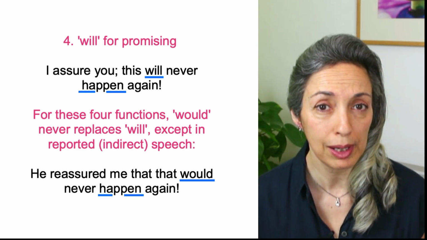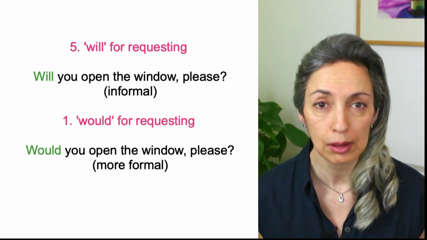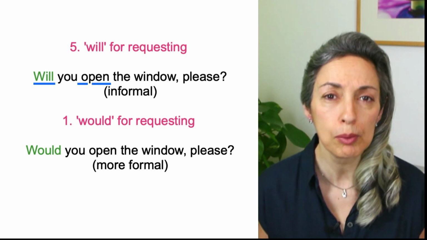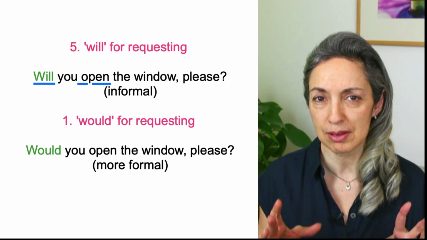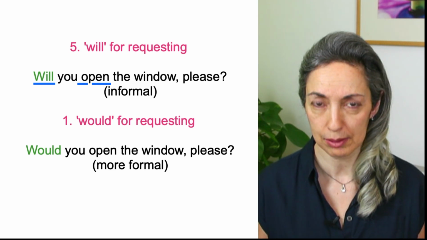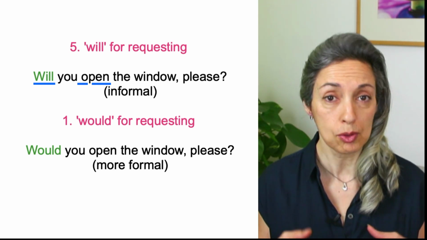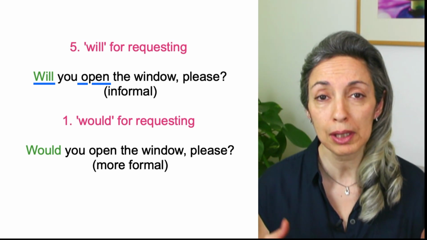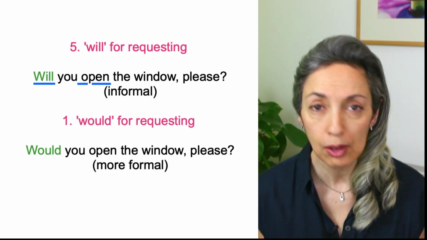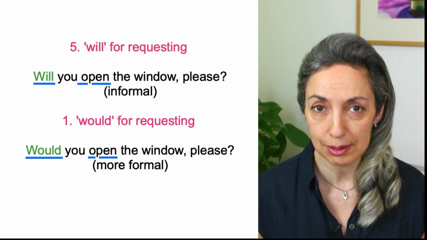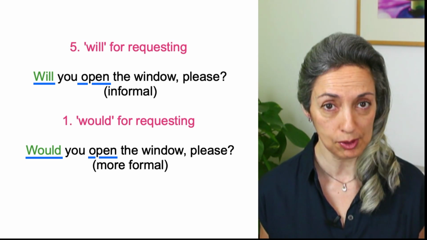And the 5th use of will is for making a request. For example, will you open the window, please? Notice that this is an informal request. In this case, you can use would instead of will to make it a more formal request. Would you open the window, please? So that's the first use of would.